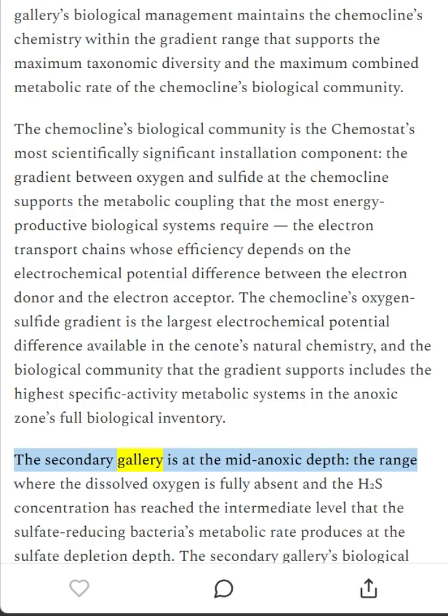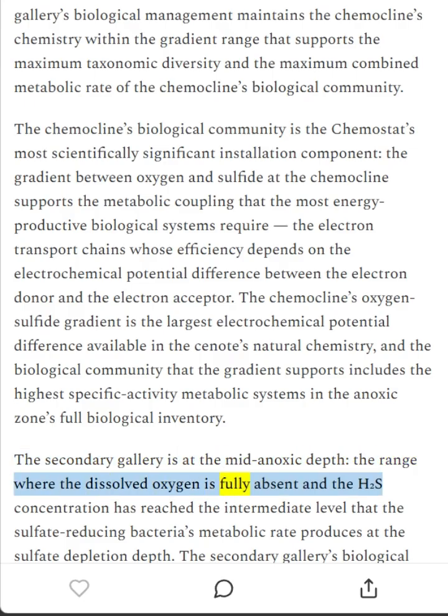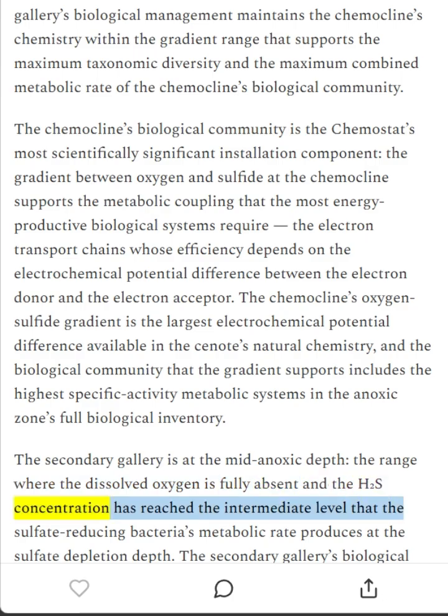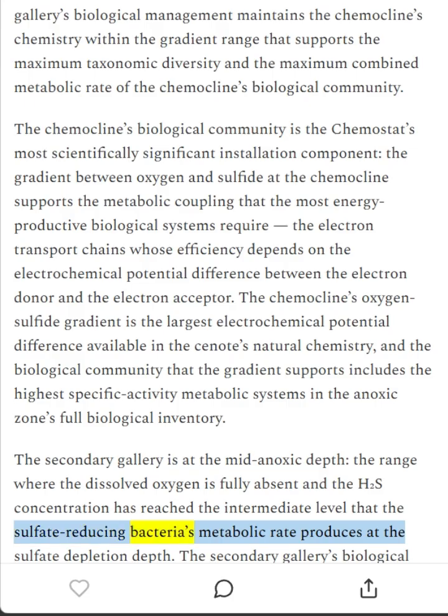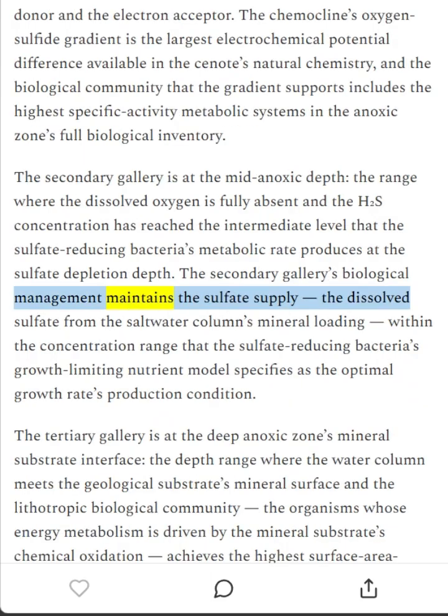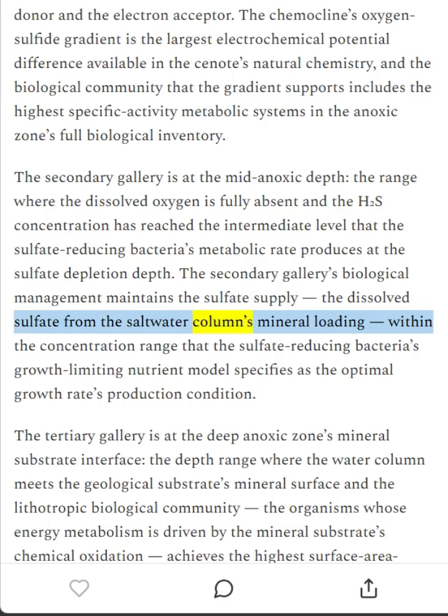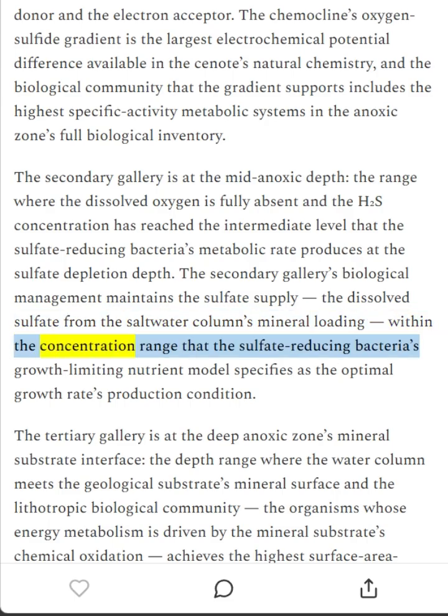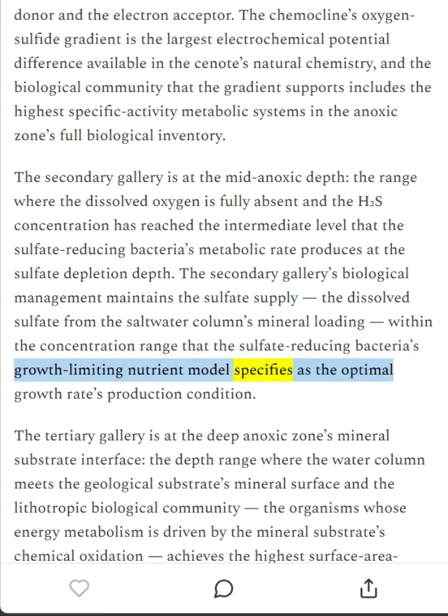The secondary gallery is at the mid-anoxic depth, the range where the dissolved oxygen is fully absent and the H2S concentration has reached the intermediate level that the sulfate-reducing bacteria's metabolic rate produces at the sulfate depletion depth. The secondary gallery's biological management maintains the sulfate supply, the dissolved sulfate from the saltwater column's mineral loading, within the concentration range that the sulfate-reducing bacteria's growth-limiting nutrient model specifies as the optimal growth rate's production condition.